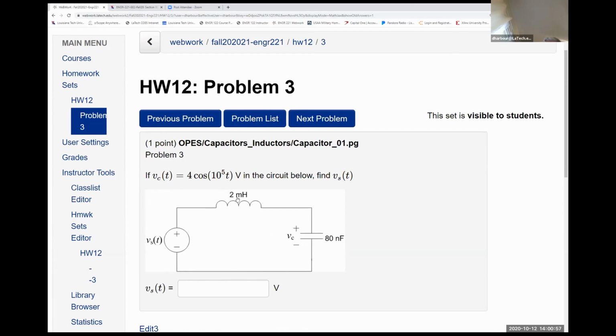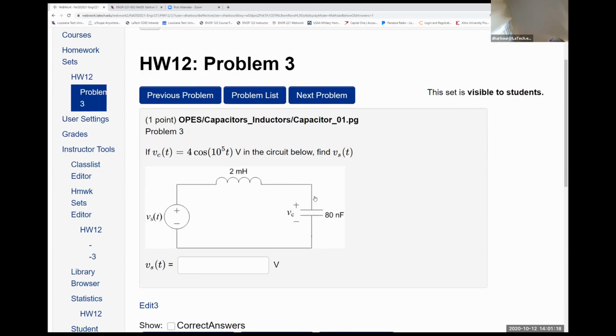And then, of course, because this is a single loop, that current's through this inductor. So we can find the voltage across this inductor with L di/dt. And so we can get the voltage here, and then we'll find that it's pretty easy, if we've done everything right, to do KVL around the loop and add those voltages together to get Vs of t. So pay attention to your derivatives of sine and cosine to get that.